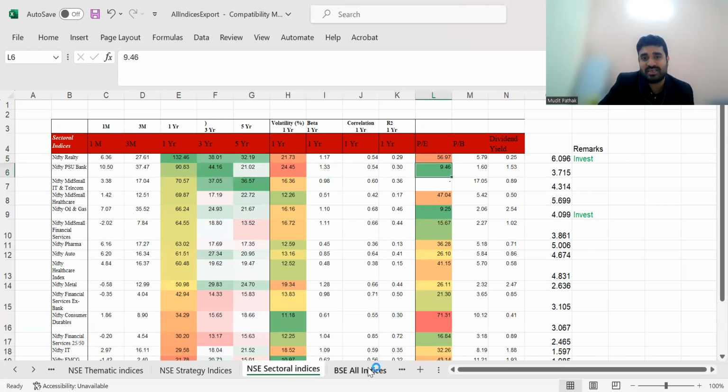You see this PSU Bank also has given 90% return and still a PE of 9.46. But I have not marked it as invest because it has high volatility, I can see. Still, you can go ahead with this Nifty PSU Bank. It's a good index, I will say.